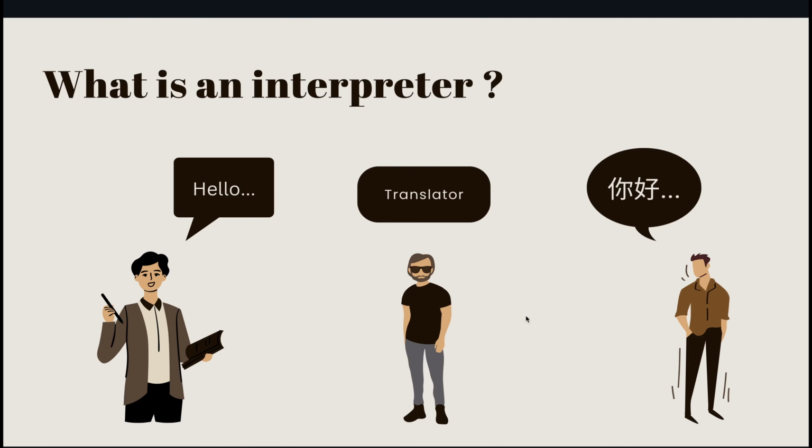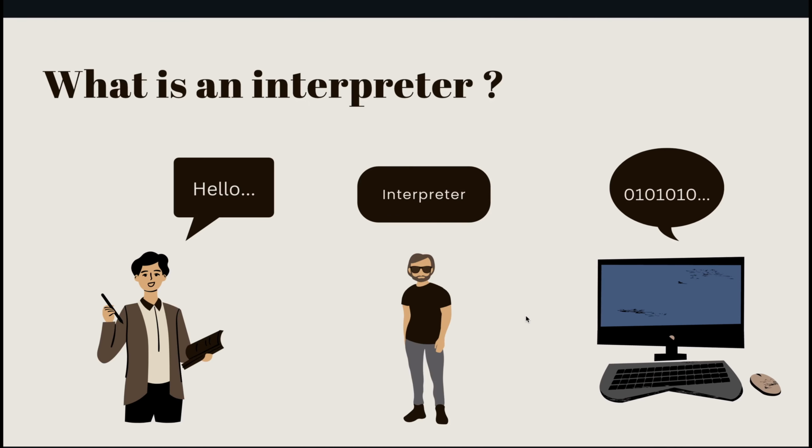The translator's job is to translate one language to another language. The same way an interpreter works. An interpreter converts high-level code into low-level code at runtime, because computers only understand binary code. We will learn about object-oriented programming in upcoming videos.